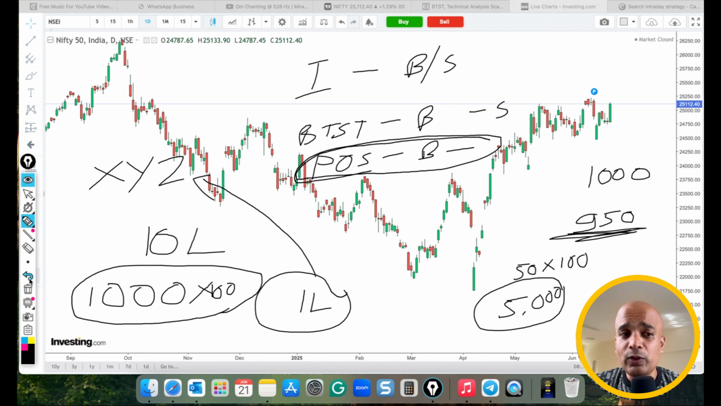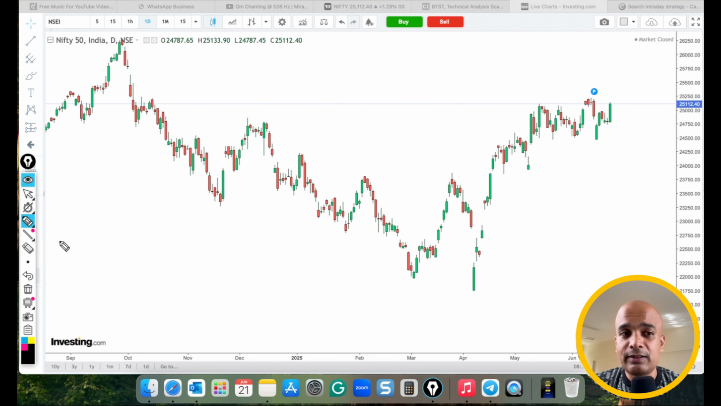Now I will go to the strategy part. This strategy consists of three indicators, as I said earlier. One is the 5 period EMA, and another one is the 50 period moving average.